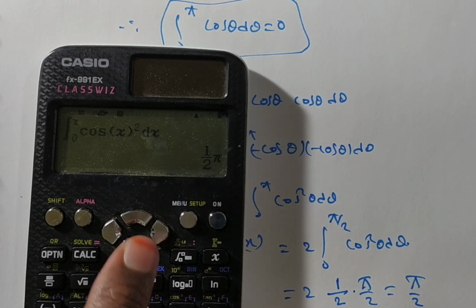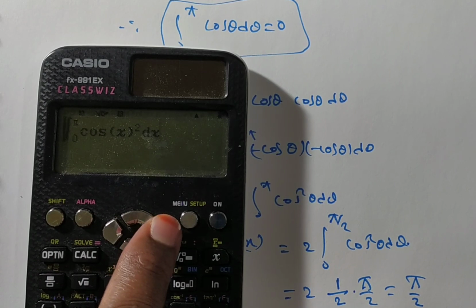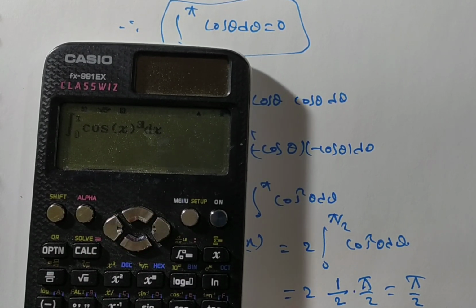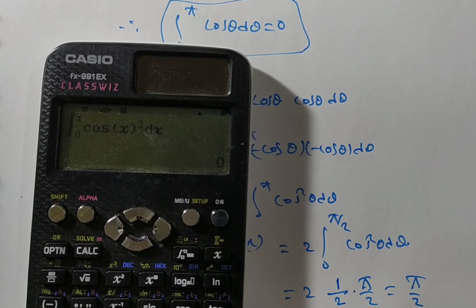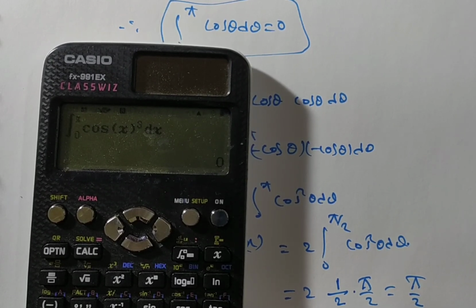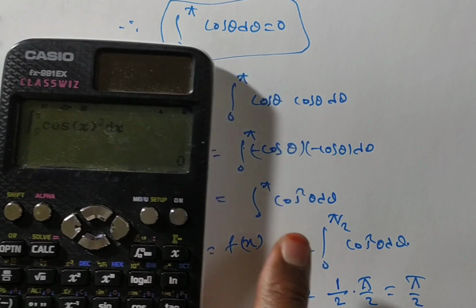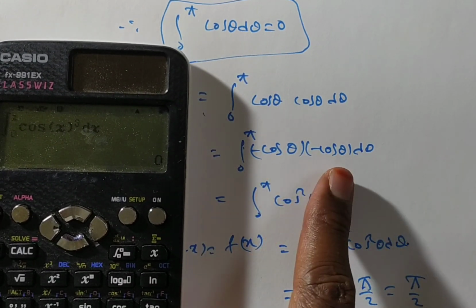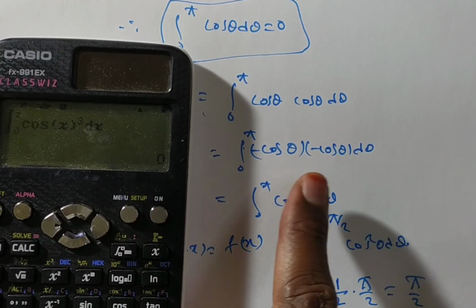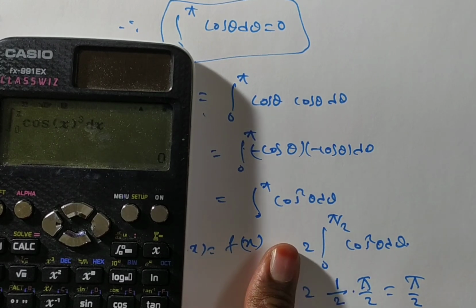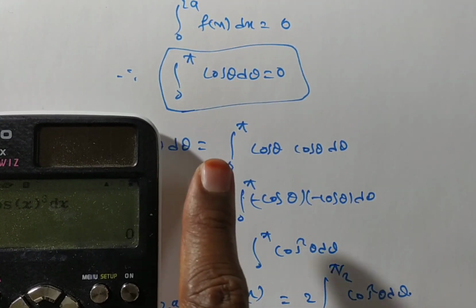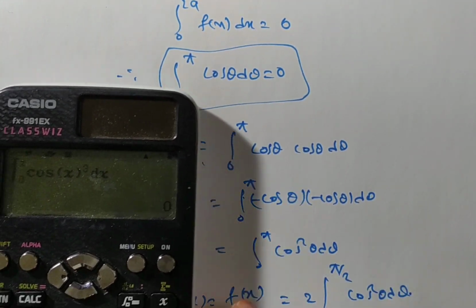Next we will do for cos power x power 3 also. You see, power 3 I will change. Power 3 is equal to what you are getting? 0. Just now I told you this is 0. Anyway, next see, if you multiply here, minus cos theta, minus cos theta, minus cos theta is nothing but minus cos cube theta. Whenever it comes, what can you say directly? The integral from 0 to pi of cos cube theta d theta value is 0 only, right?